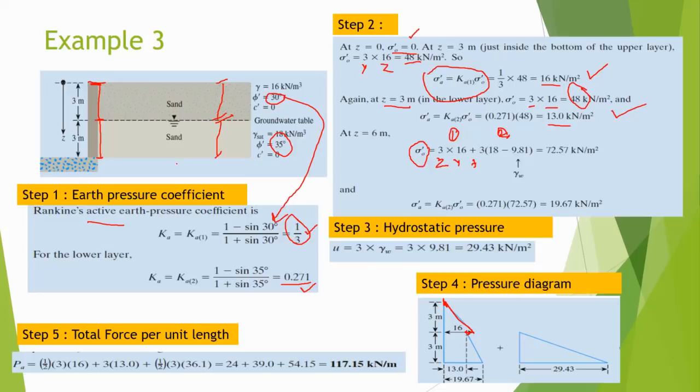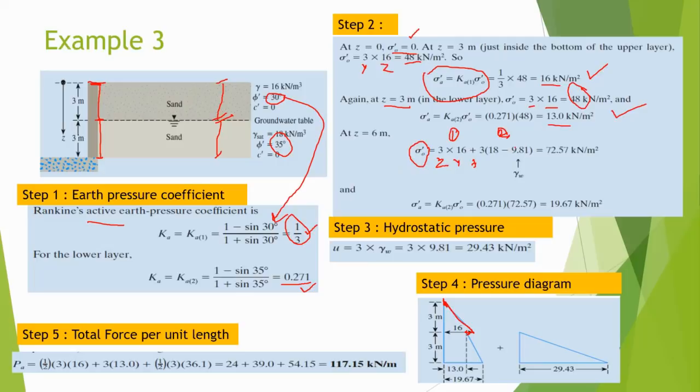Tapi time ni ialah dia ground water. Kalau ada water, kita kena buang water tu. So unit weight saturated ni tolak dengan 9.81. Tu cara dia. Sebab kita nak pure soil, nak buang water tu. So saturated unit weight 18 tolak 9.81. Most of student all make the mistake of this part because dia tak tolak 9.81. Kalau ada water tolak, make sure ingat ni.